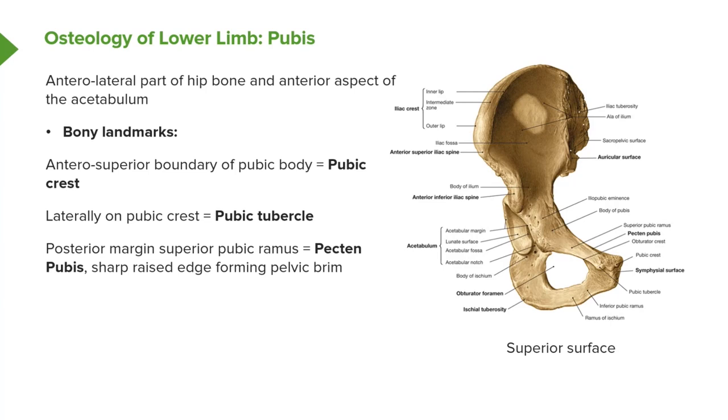So some important bony landmarks. We have the pubic crest. A part of the pubic crest, we have the pubic tubercle, and then we have the pecten pubis, which forms the pelvic brim. So a whole series of bony landmarks on the hip bone.